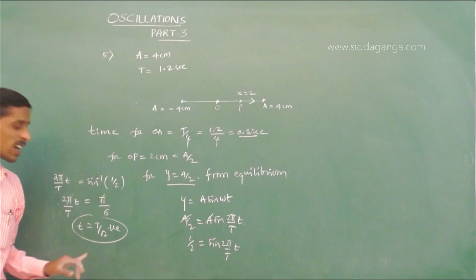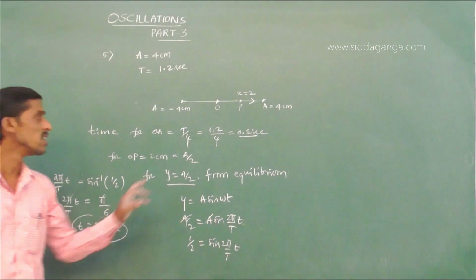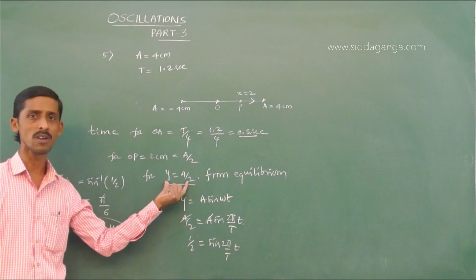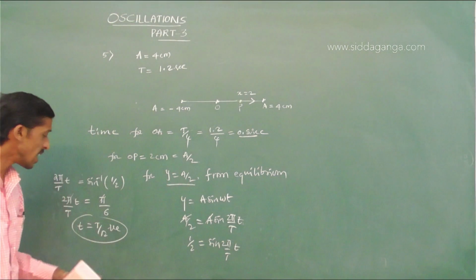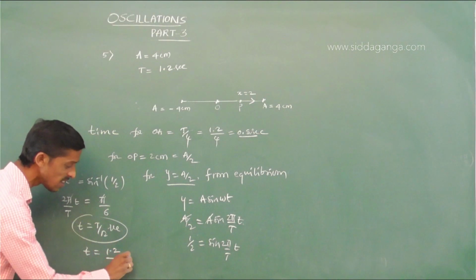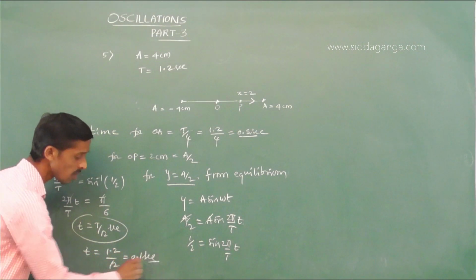So time taken by the particle to cover a distance equal to half of that. Again, t is equal to 1.2 by 12, that is equal to 0.1 second.